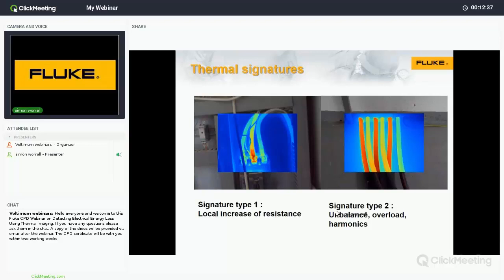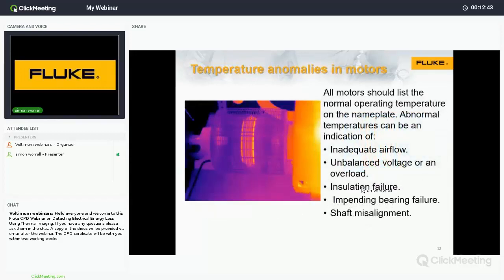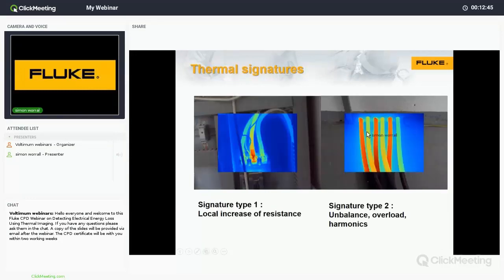What happens when we're using thermography and we get heat running down the actual cable, down the length? So it's not a defined hotspot, we've got overheating cables. And this can be for a number of reasons. It can be an unbalance. So we've got one phase at 10 amps, another phase at 10 amps, and one phase at 30 amps. It could be an overload for the ratings of the cables, or it could be harmonics.